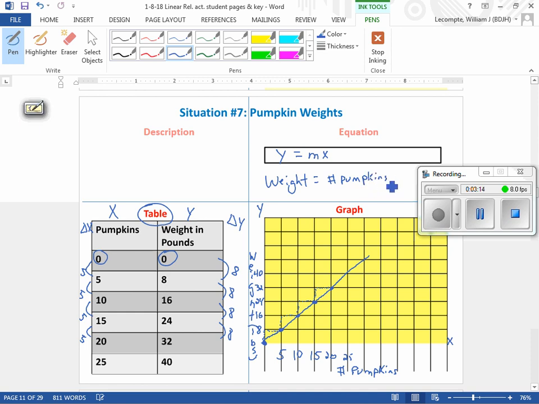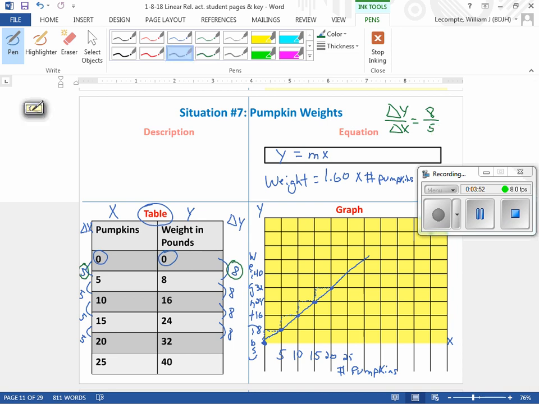or $1.60 times the number of pumpkins. Where did I get the $1.60 from? Well, I took the change of y over the change of x, which is 8 over 5. When we divide 8 by 5, we get $1.60. So that's what we're going to use.